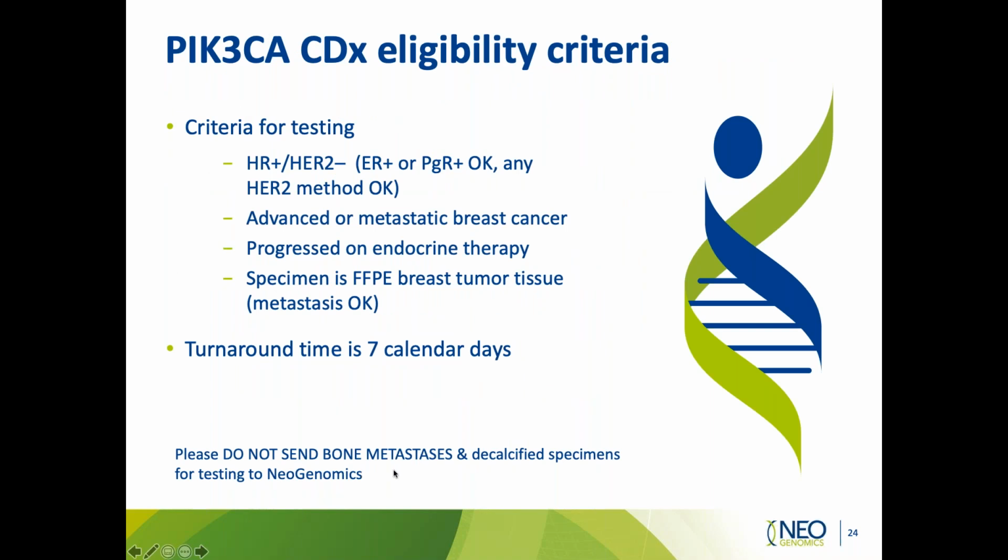So what is the eligibility for the companion diagnostic? The criteria for testing is hormone receptor positive, HER2 negative. And when I say HER2 negative, that's either by immunohistochemistry or FISH. It doesn't have to be by both technologies. The patient has advanced, recurrent, or metastatic breast cancer, must have progressed on endocrine therapy, and the specimen is formalin-fixed, paraffin-embedded breast tissue. It could be the primary, it could be a metastasis.